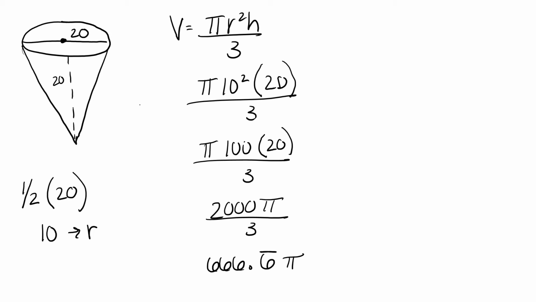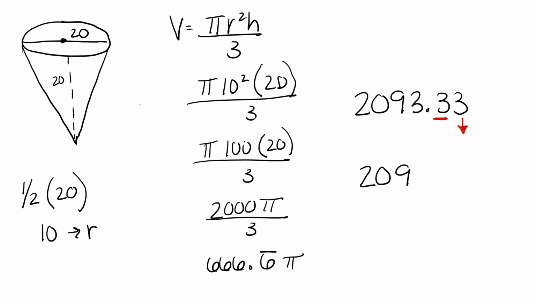And multiply by the pi value 3.14 as specified in the directions. And we get an answer of 2093.3 repeating. It tells us to round to the nearest tenth, so the 3 is in the tenths place, and the other 3 tells us to round down for our final answer of 2093.3.